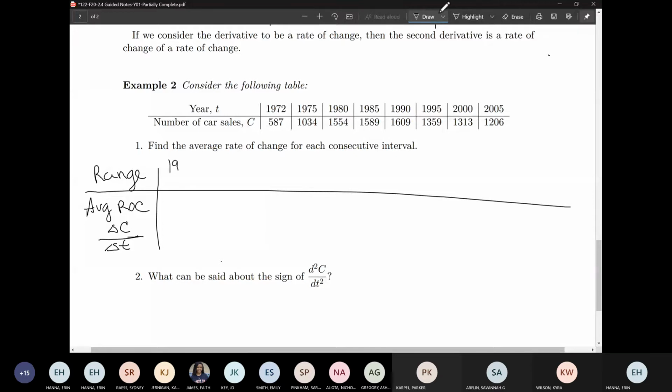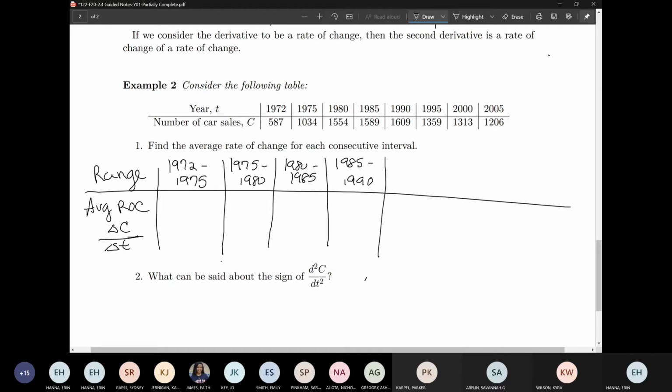So we're going to go from 1972 to 1975, and then from 1975 to 1980, 1980 to 1985. I should make this table smaller. 1985 to 1990, 1990 to 1995, 1995 to 2000, and 2000 to 2005.